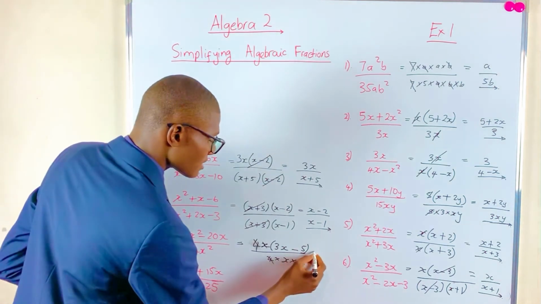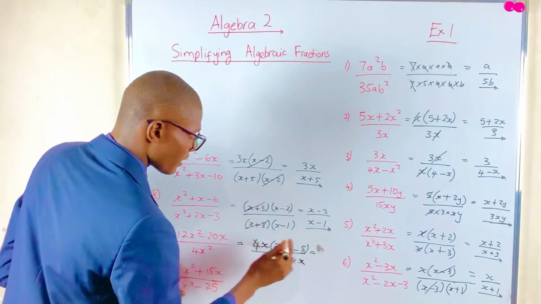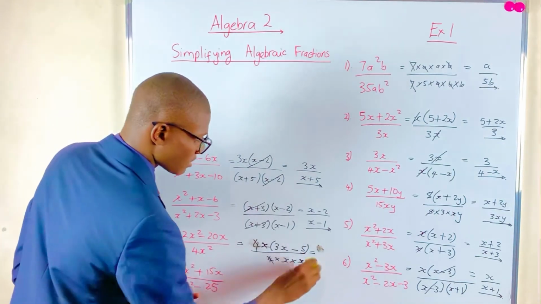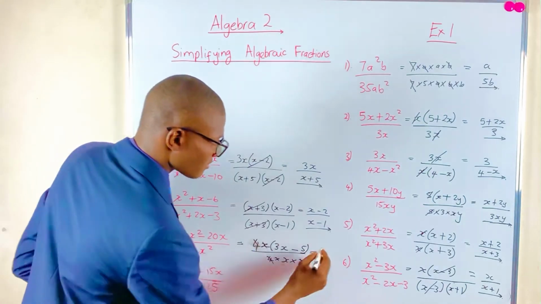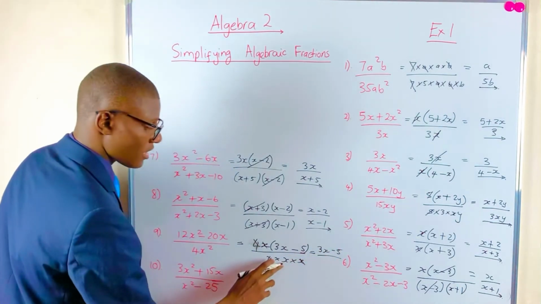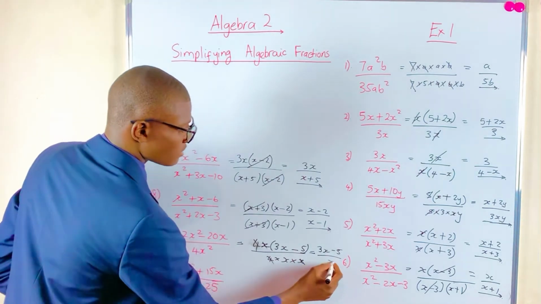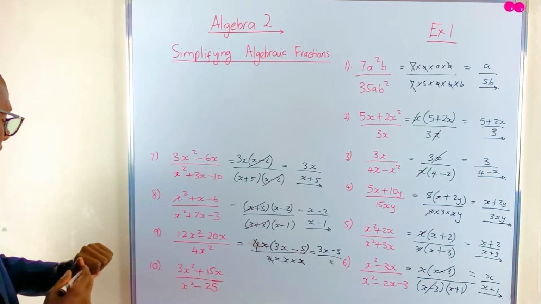Then the final answer that we want, allow me to erase this. Final answer that we want would be 3x minus 5 over x. So this would be the final answer that we get. Now moving on to number 10.